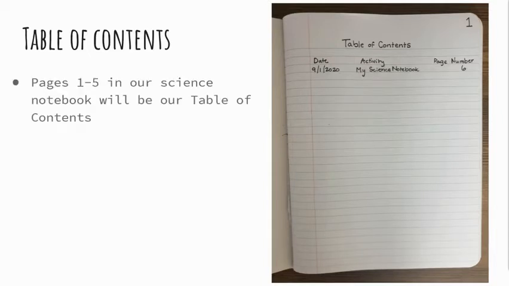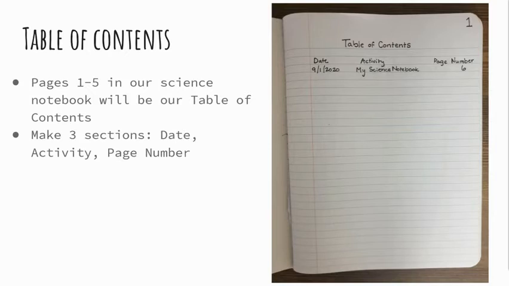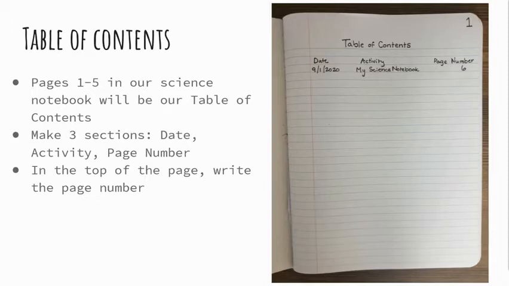Step 1. Pages 1 through 5 in our science notebook will be our table of contents. Go ahead and write table of contents at the top of page 1. Next, make 3 sections: date, activity, and page number. In the top of each page, write the page number.